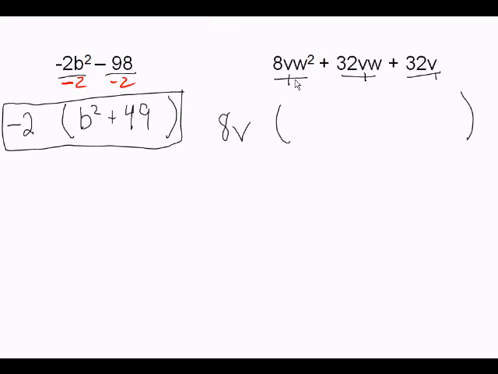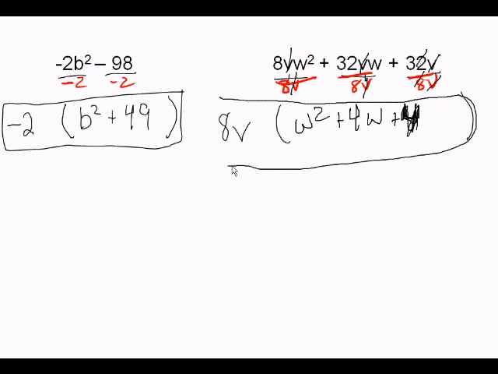Step 3. Divide each term by what we have outside the parentheses. We have 8v outside the parentheses, so we're going to divide each term by 8v. 8 divided by 8 is 1. The v's cancel since they're exactly the same. I'm left with w squared. 32 divided by 8 is 4. The v's cancel. I'm left with w. 32 divided by 8 is 4. And here, the v's cancel. So this is a 4. And this is my answer.